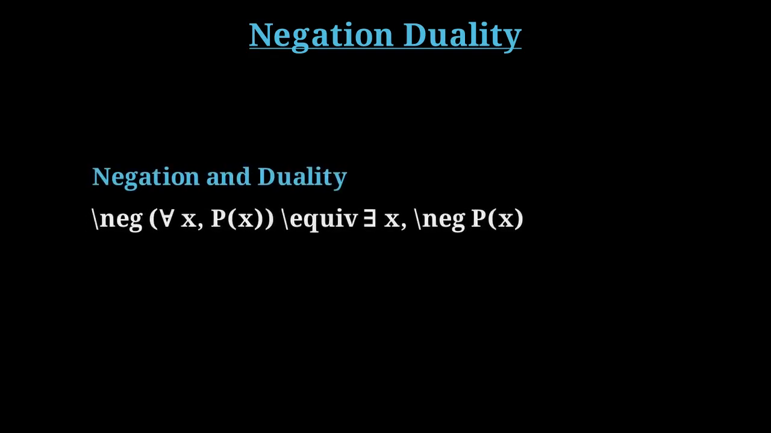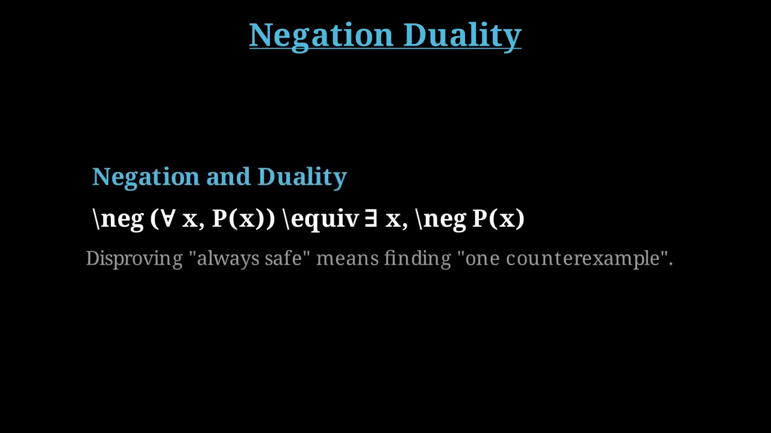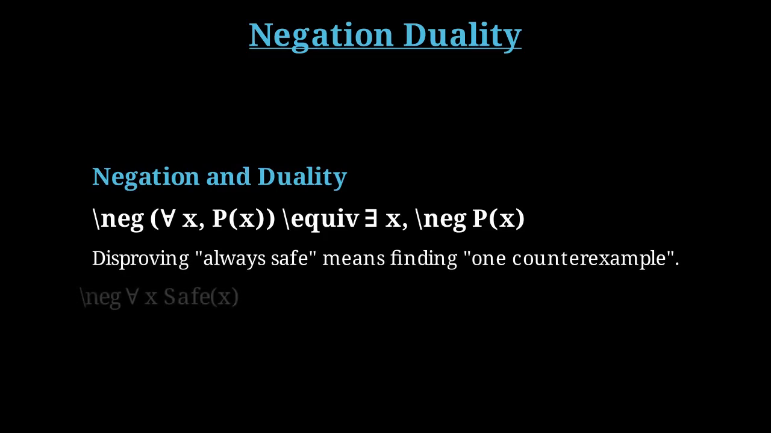These quantifiers are deeply connected through negation. Suppose a developer claims their agent is universally safe, meaning for all states, the agent makes no errors. To disprove this, a tester doesn't need to show the agent fails everywhere. They only need to find a single counterexample. This rule states that the negation of a universal statement is an existential statement. Formally, "not for all X" is mathematically equivalent to "there exists an X such that not."